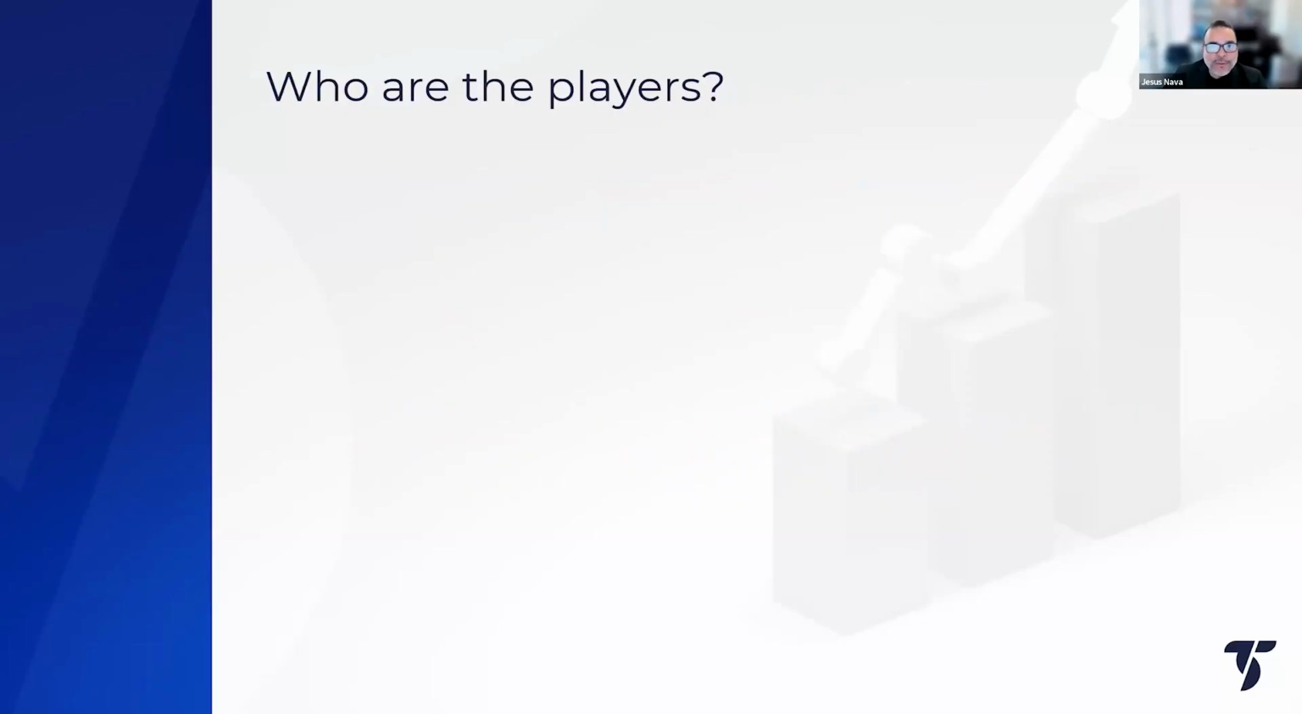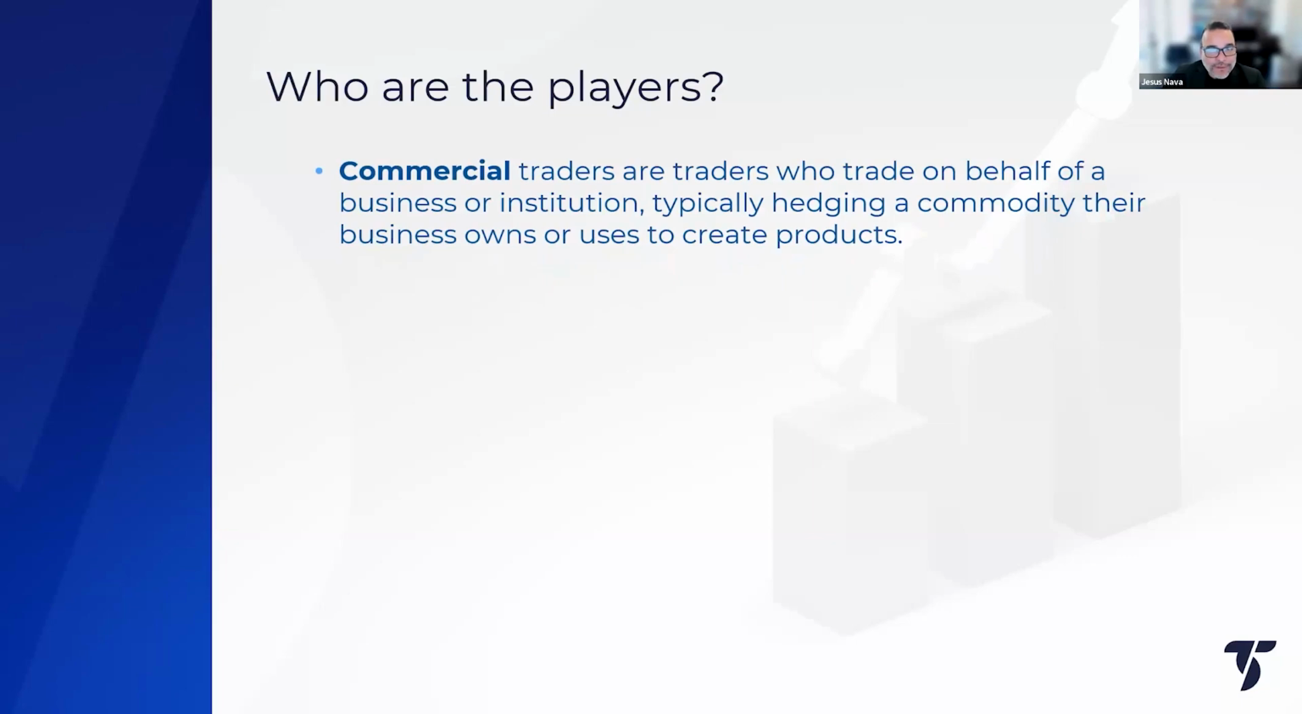Okay, who are the players? This is the part where we talk about the three different categories in which this report is presented. The first group is the commercial. These are traders that trade on behalf of a business or institution, typically hedging a commodity their business owns or uses to create products. For example, Kellogg's is going to produce cereal, and in cereal production they're going to want to use corn. So commercials, these institutions or companies, are going to be interested in trading futures contracts to guarantee some prices when they sell the cornflakes or when they have to buy the corn to produce the cornflakes. That's the commercial category.